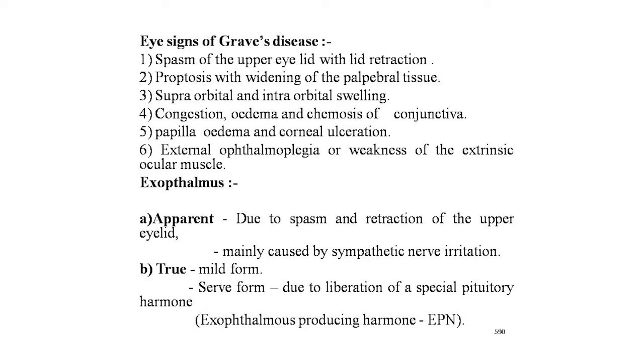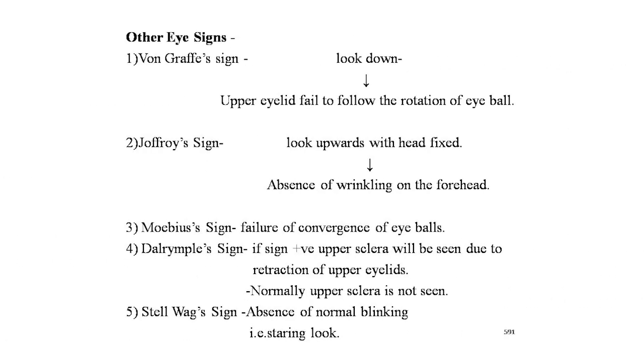The relation of exophthalmos with Graves' disease is very peculiar. On one hand, severe thyrotoxicosis may not necessarily be accompanied by exophthalmos. On the other hand, exophthalmos may be the only manifestation of Graves' disease. Apparently, the spasm and irritation of the upper eyelid is mainly caused by sympathetic nerve irritation, and true exophthalmos, in its mild and severe forms, is due to the liberation of a special pituitary hormone, the exophthalmos-producing hormone, EPH.